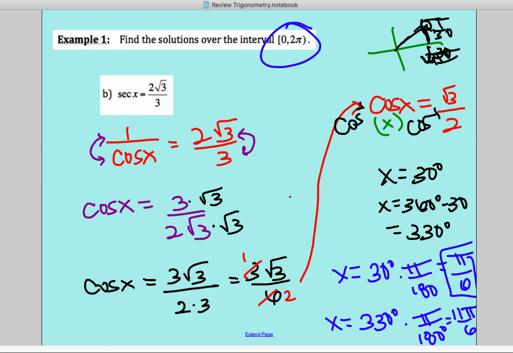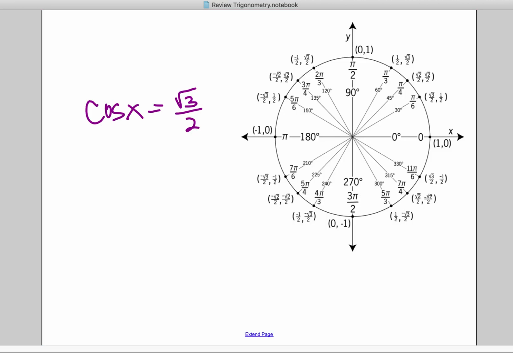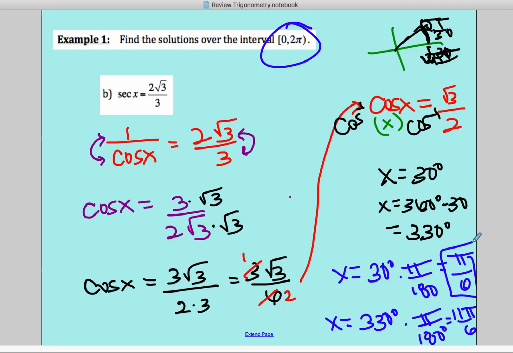And if you're really good with your unit circle, you would be able to see cosine is your x, and we are finding square root of 3 over 2. So square root of 3 over 2 is here and here. And so we have pi over 6 and 11 pi over 6, which is exactly what we found on this example.